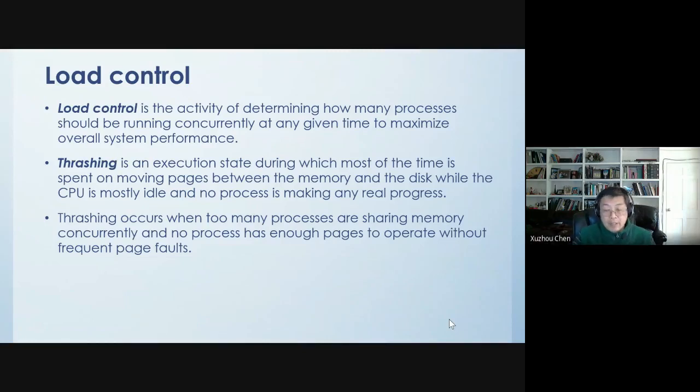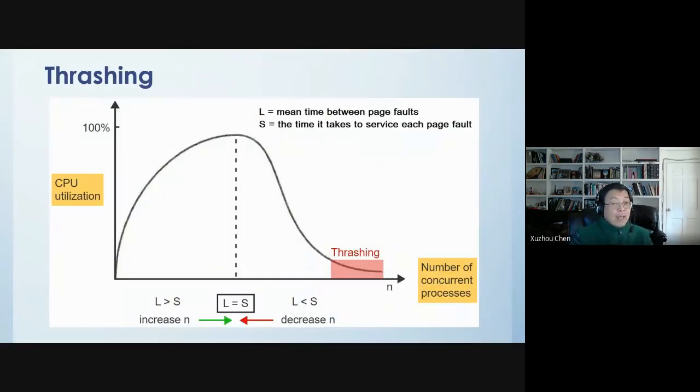The best scenario is if every program is loaded into memory, then there's no page fault because every page of the program is loaded. The worst scenario is you have a whole bunch of programs loaded into memory, and each program only loads a small number of pages, and the majority of the pages are not loaded. So you're going to incur a lot of page faults. That's the reason why there's a diagram called thrashing.